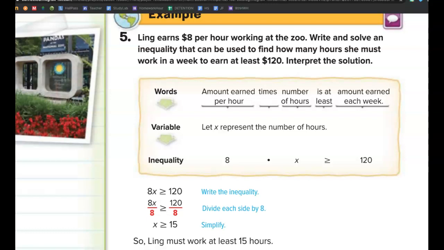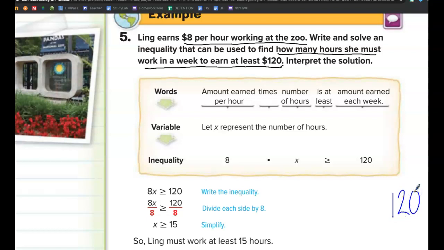Okay, so Ling earns $8 per hour working at the zoo. We need to write and solve an inequality that can be used to find how many hours she must work in a week to earn at least $120. So what's the total, Brian, that we're given there? Okay, so we have to have at least 120.